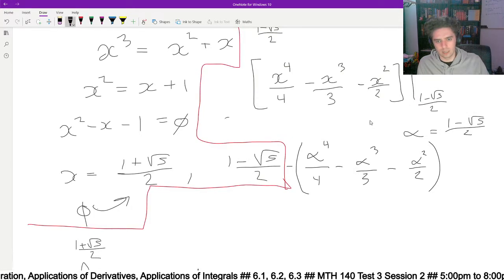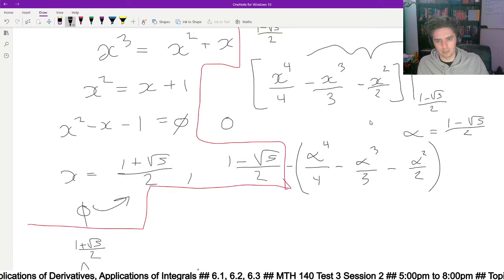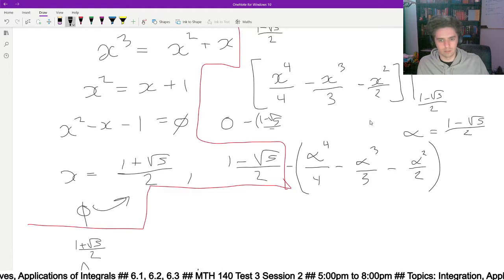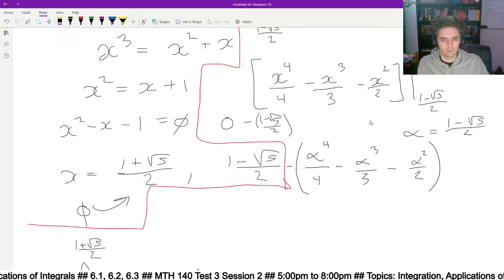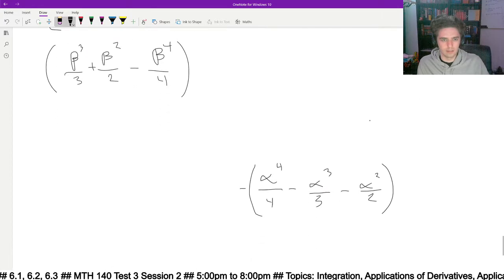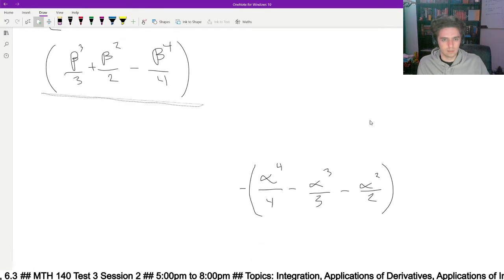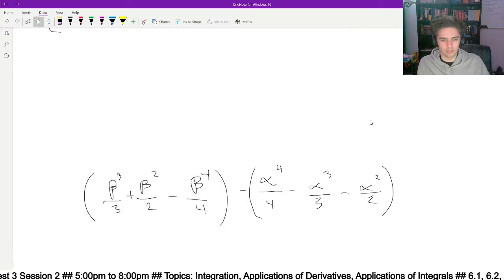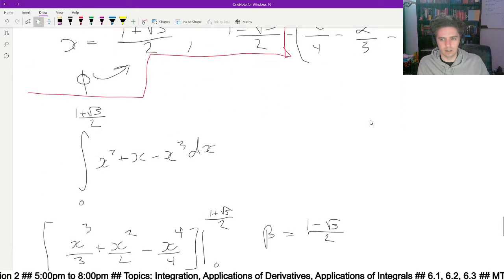So it's really the upper limit, this evaluated at 0, which is just 0, minus it evaluated at 1 minus root 5 over 2. So it's that minus that. There. So that will be your answer. Beta is the positive root, alpha is the negative root.